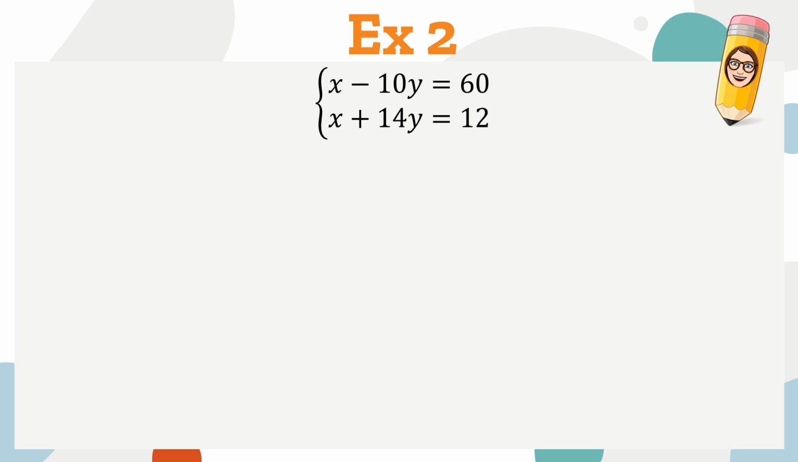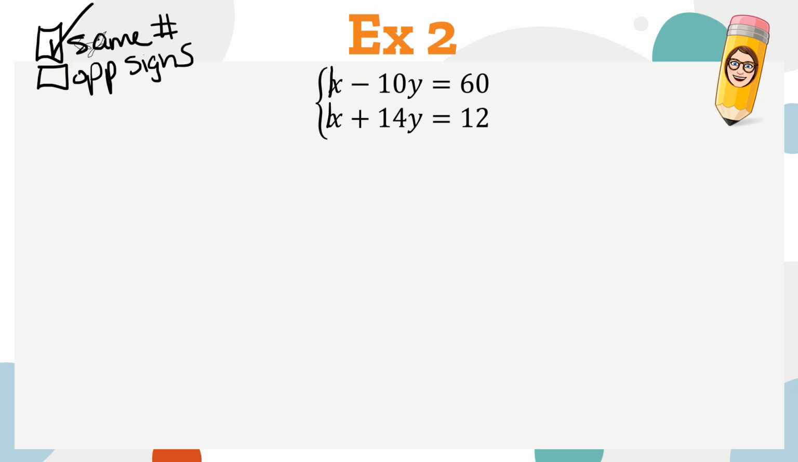Currently, we have a 1x and a 1x. They're the same number, but they're not opposite signs. It's almost like if I had a checklist, right? I need the same number and I need opposite signs, okay? And if I had little check boxes here, I would say, yep, same number, but they're not opposite signs. I need to make them opposite signs. So to do that, I'm going to multiply an equation by negative 1.